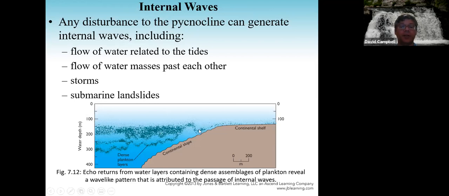The picture here illustrates some internal waves that were detectable because there were a couple of distinct layers of plankton in this area, enough that sound waves bounced off and made an echo, and we see waves in those layers corresponding to waves of water layers that the plankton are concentrated at the boundaries of.